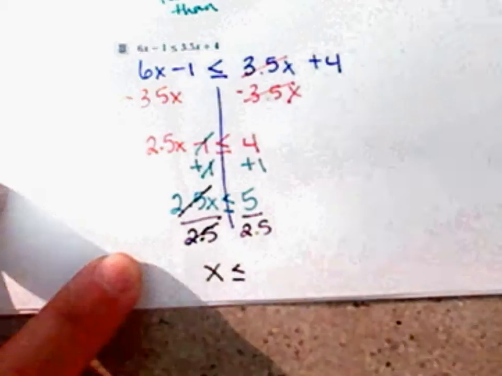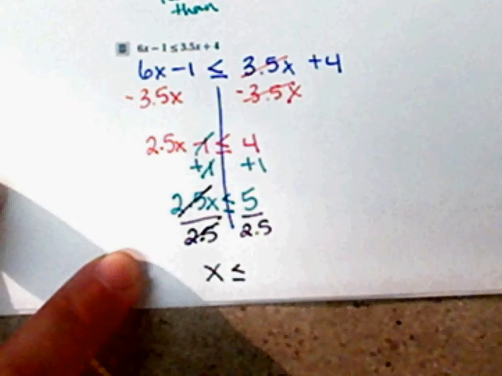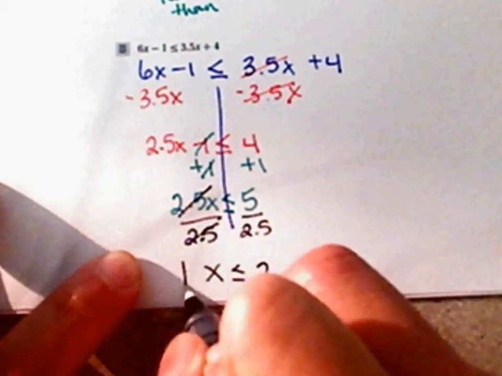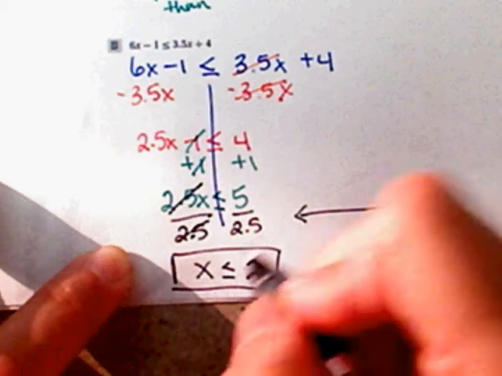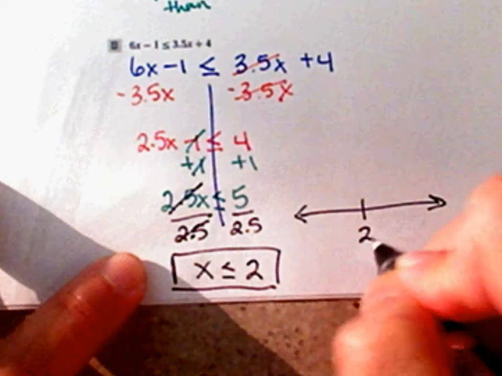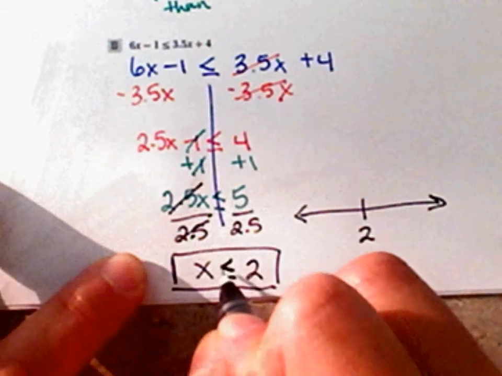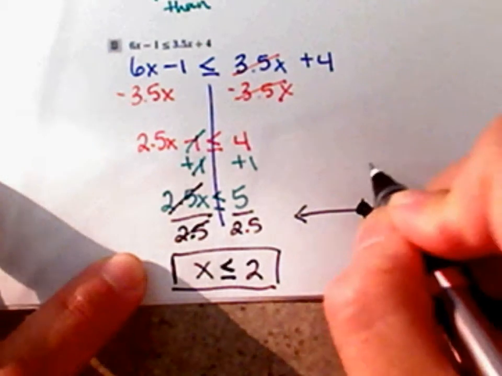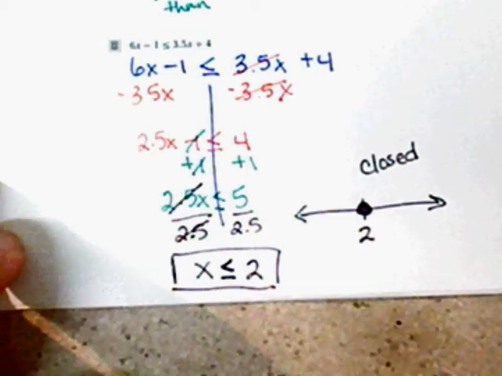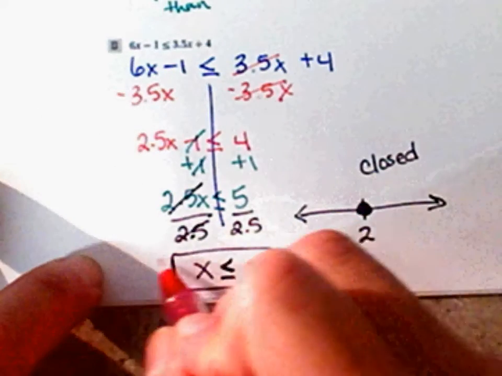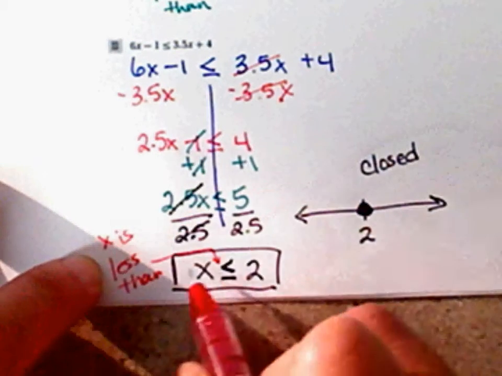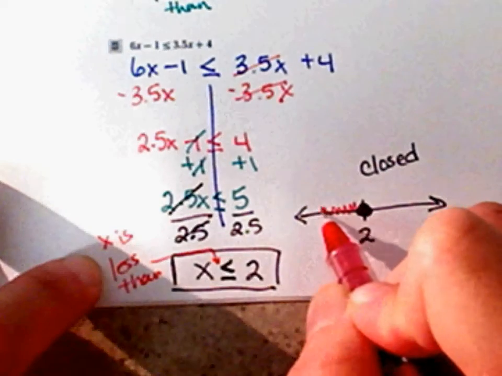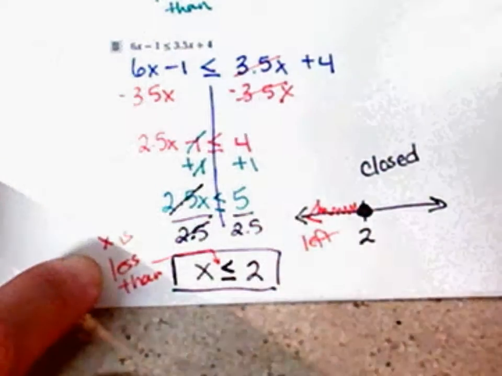Divide by 2.5, divide by 2.5. x is less than or equal to 5 divided by 2.5. That comes out to be 2. Graph: you have 2, less than or equal to, so closed. That means you include it in your point. x is less than. Less than goes to the left. And there's example number 2.